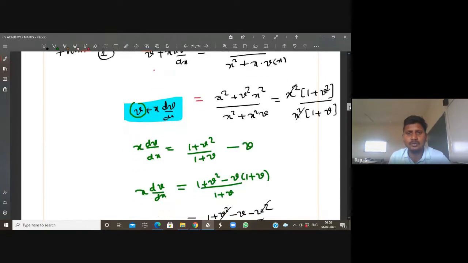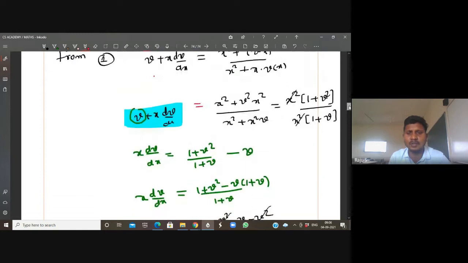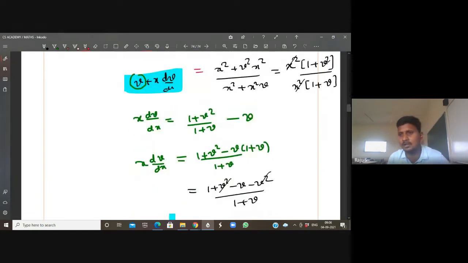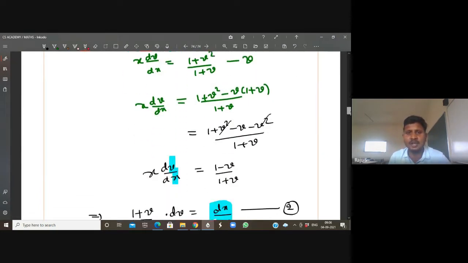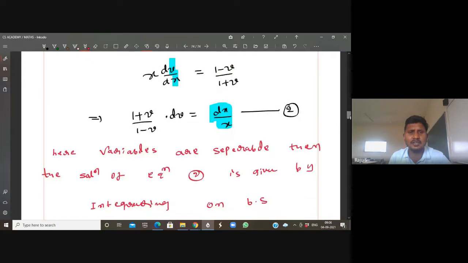Then x into dv by dx is equal to, this v value I'm taking to the right side. In all the questions we'll do like this, and we'll get like this. Then take LCM and simplify. So now we'll get the equation like this. Now you have to separate the x variable and the v variable, and like always we are going to get dx by x on the other side.